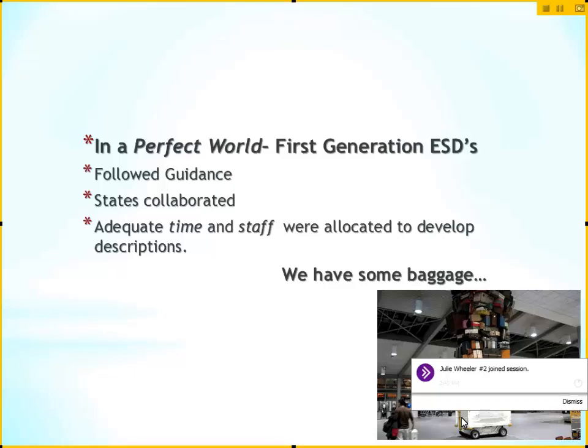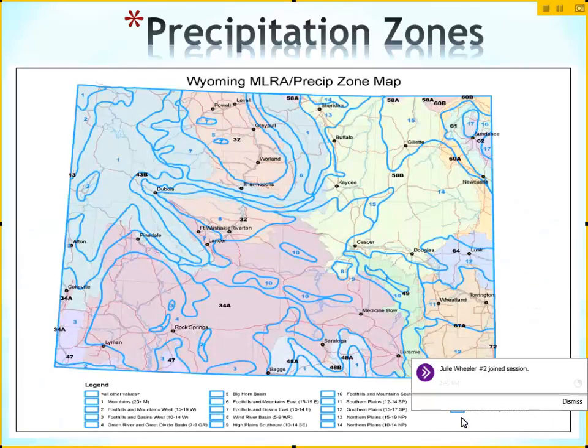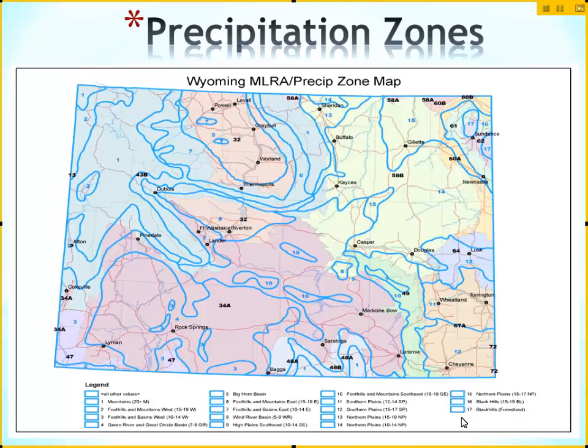So, taking this precipitation map and laying the MLRA boundary map within it, you can kind of see these precipitation zones cross MLRA boundaries, and they're pretty broad sweeps of land for one set of sites.